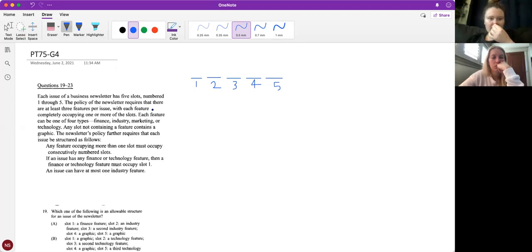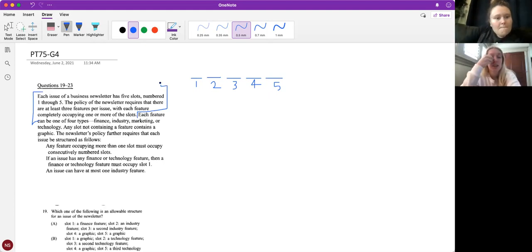The policy of the newspaper requires that there are at least 3 features per issue, with each feature occupying one or more of the slots. Okay, so I can see how this could be confusing. What did you take these 2 first sentences to mean?